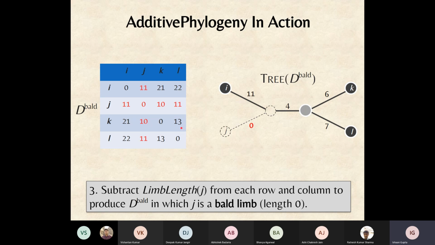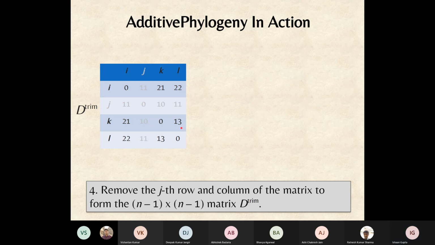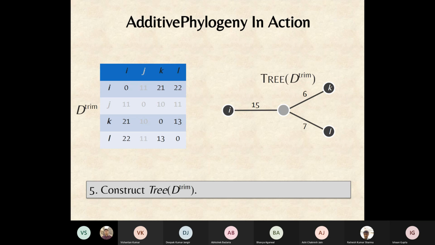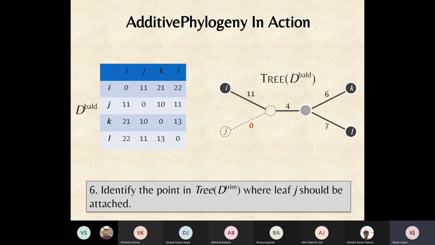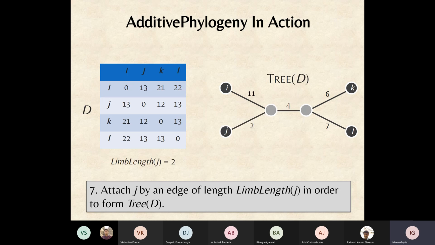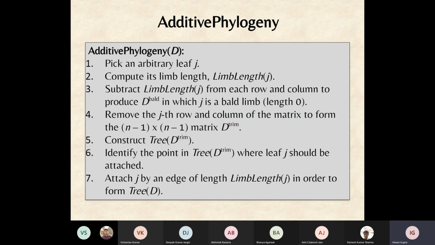And now you recursively do this, and you keep on doing this until you get a tree with all the distances found out. So this is the basic idea, this is the algorithm. In the next class, I'm going to go deeper into how this algorithm works. Before that, I stop the class.